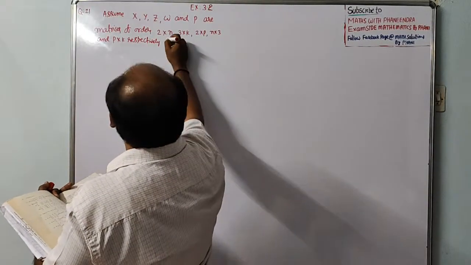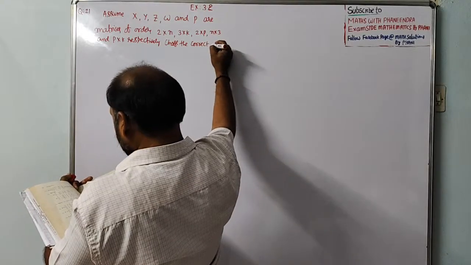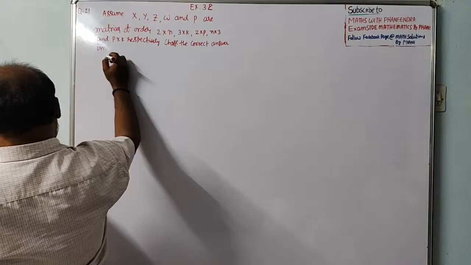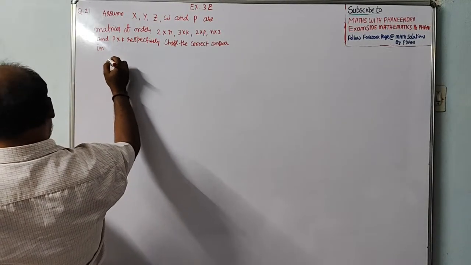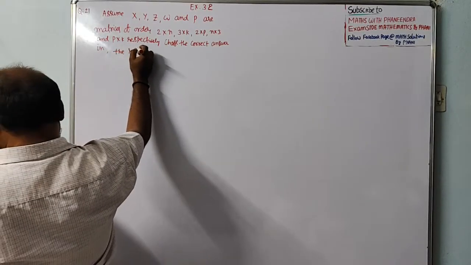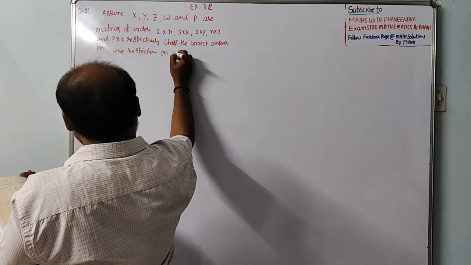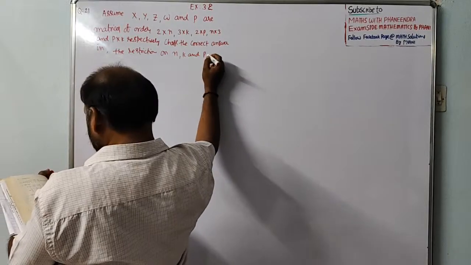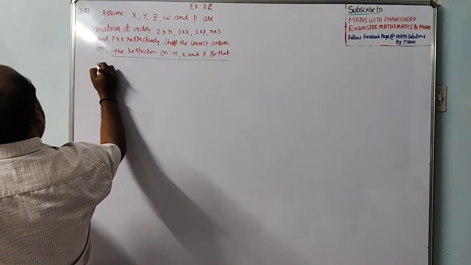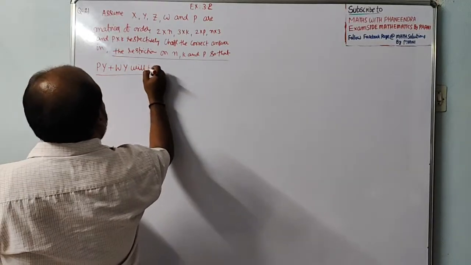Choose the correct option. Choose the correct answer in the restriction on n, k and p so that, this is the question what I am underlining, dear students, so that PY plus WY will be defined.